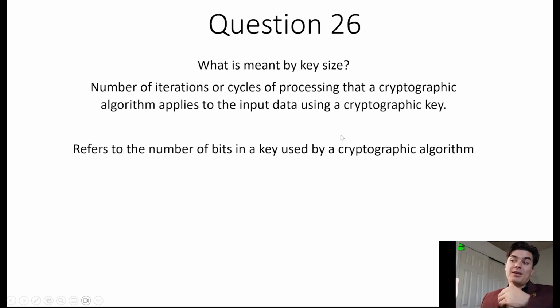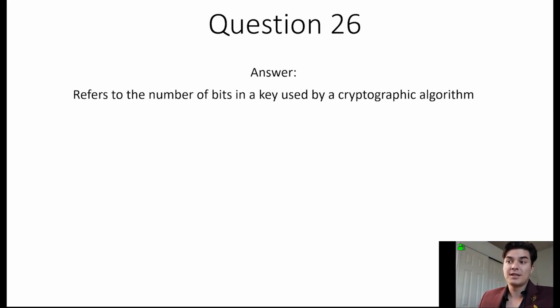And the more rounds and the larger the key length, the stronger the encryption. However, a negative of using too much encryption is that it's going to take maybe too much processing power. It's going to slow down the network. And so companies try to find a nice balance between strong protection for the company as well as fast network speed. So again, the answer for number 26 is that it refers to the number of bits in a key used by a cryptographic algorithm.